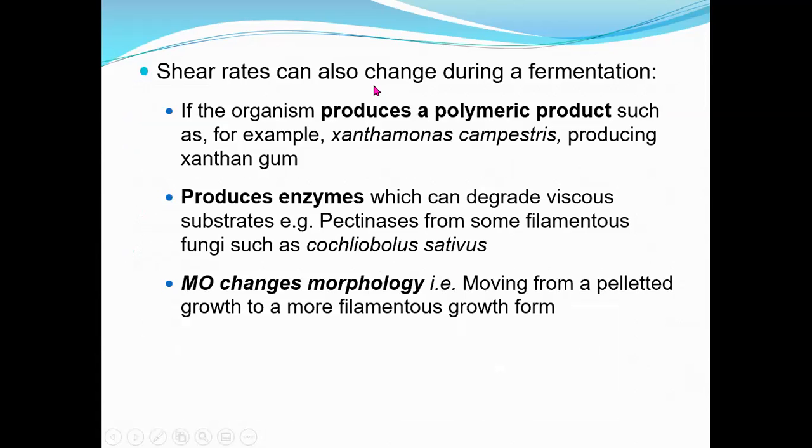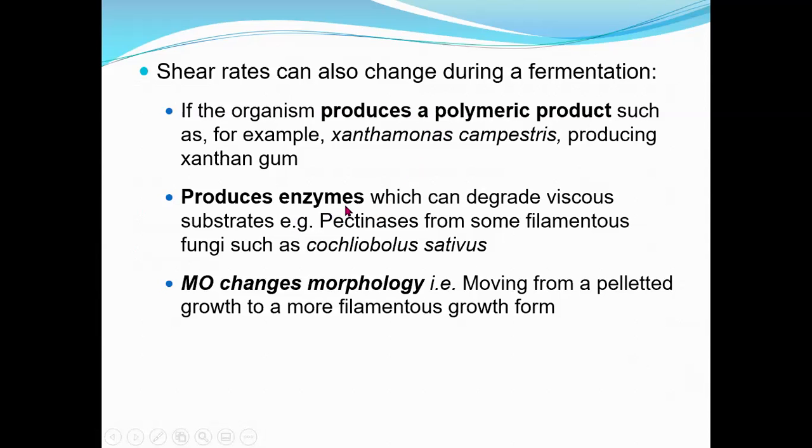The shear rates can also change during a fermentation. When the fermentation is going on, at that time also the shear rates can change. For example, if the microorganism is producing a product which leads to the thickening of the whole fermentation media. For example, Xanthomonas campestris produces xanthan gum, which is a polymeric product. So the shearing would be more in this case.